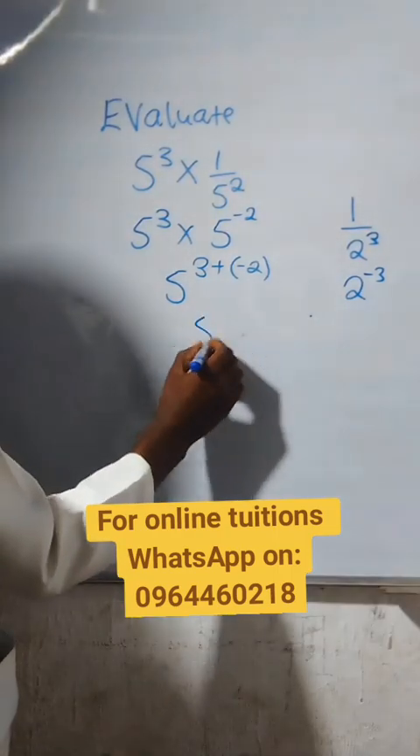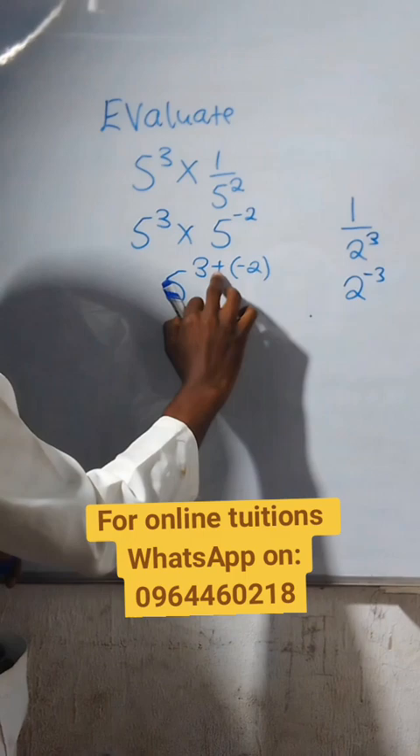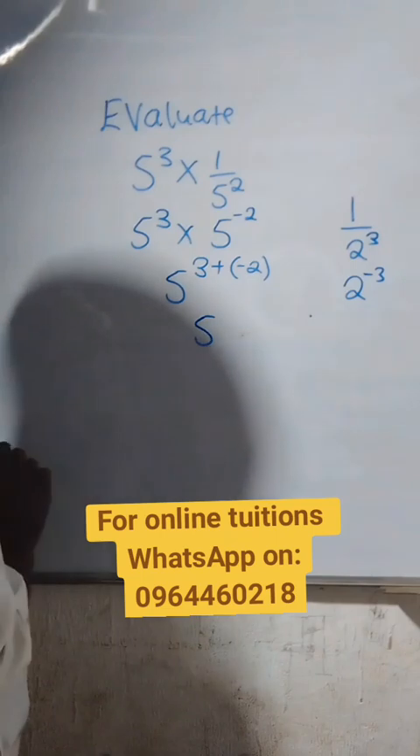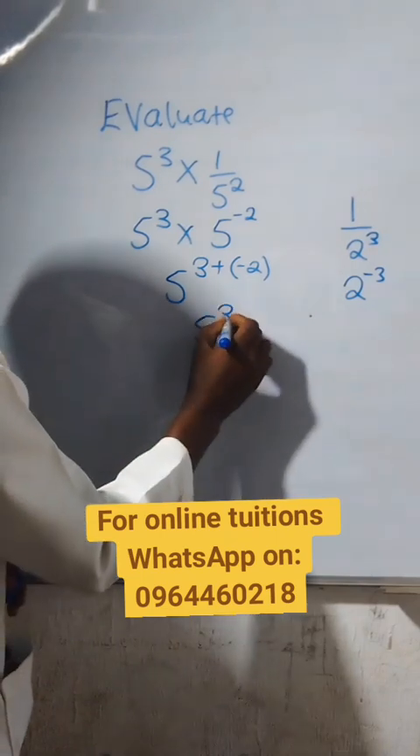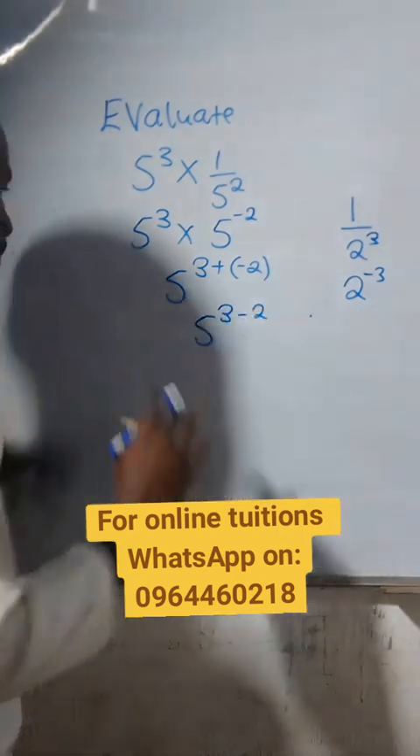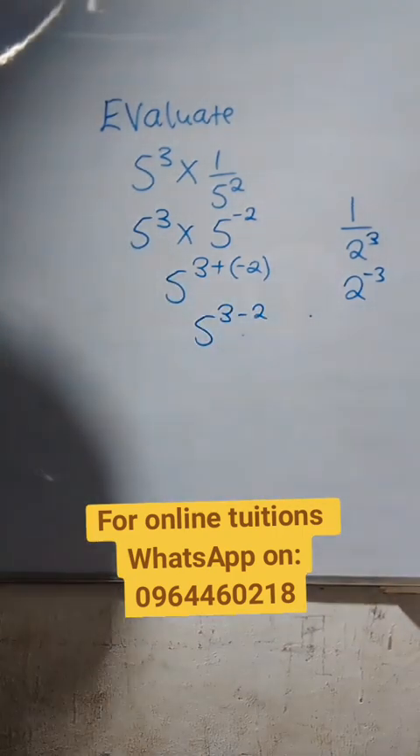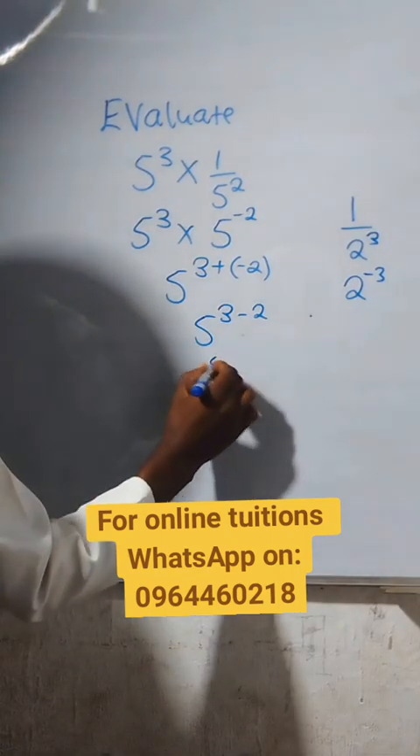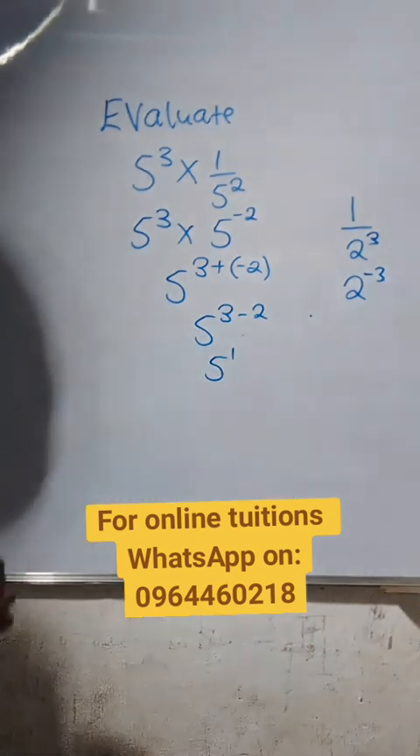Then you say 5. Now we know that a positive multiplied with a negative, because of the brackets there, gives a negative. By removing the brackets, we can now see clearly what we are doing. So this is just 3 minus 2, which is now just 1.